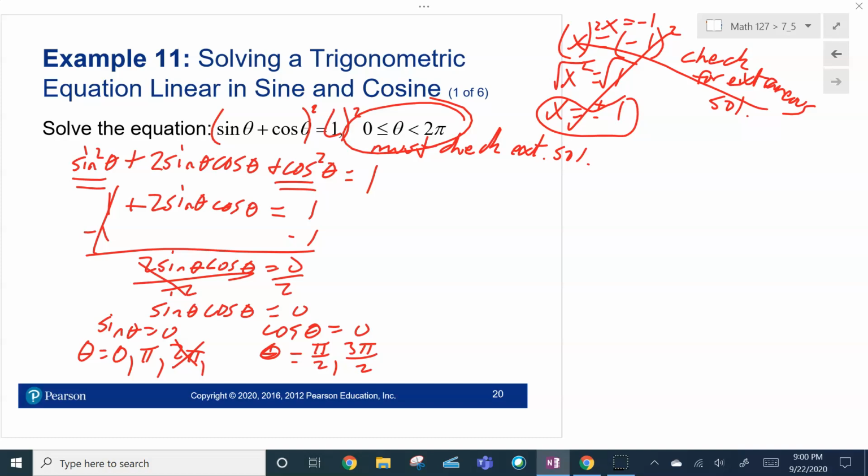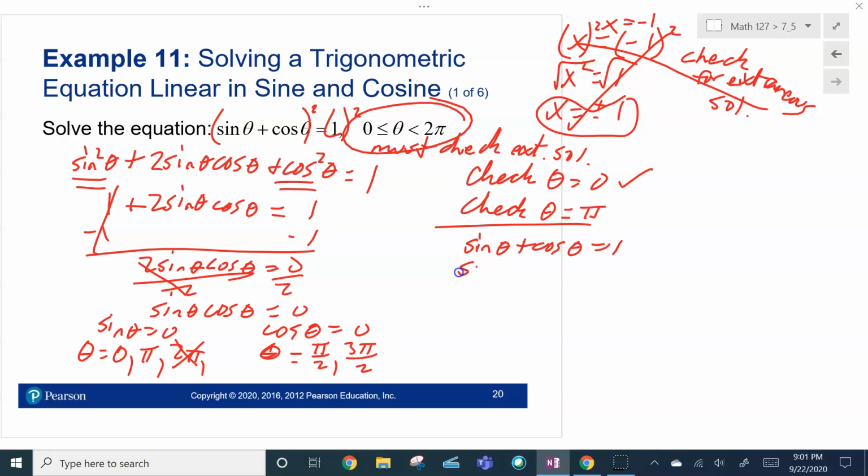But I said I've got to check this for extraneous solutions. So again, plug it in. I've got to check: does 0 work? Does pi halves work? All right, so I check each one of these. Check theta equals 0, and I'm like, okay, that works. I'll throw this one in because I know pi doesn't work. So I check pi. Does the sine of theta plus cosine theta equal 1 when theta is pi?